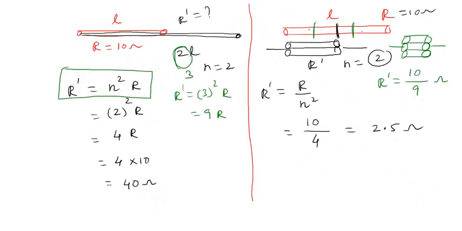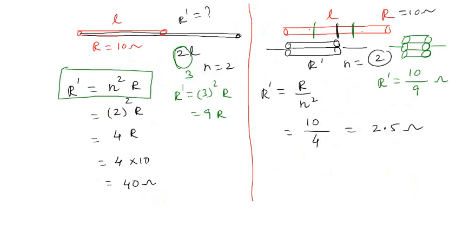There is an example for another formula where R dash equal to N square R. R is the old resistance, R dash is the new resistance, N is how many times the wire is stretched. Here you just imagine there is a wire whose length is L and resistance is 10 ohm. Imagine it is stretched to twice. So the length becomes 2L now. What is the new resistance R dash?